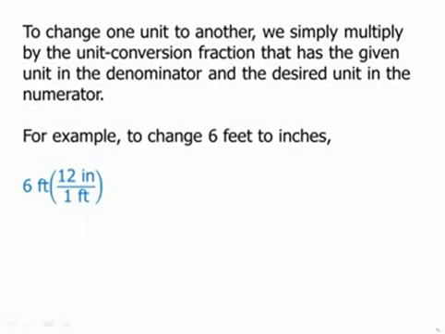For example, if we want to change feet to inches, we need a unit conversion that has feet on the bottom and inches on the top. So 12 inches over 1 foot. Then we multiply, the feet cancel, and we get 6 times 12, 72. 72 inches.